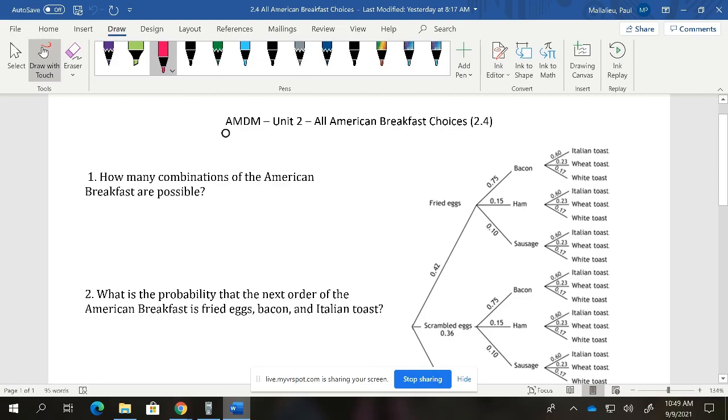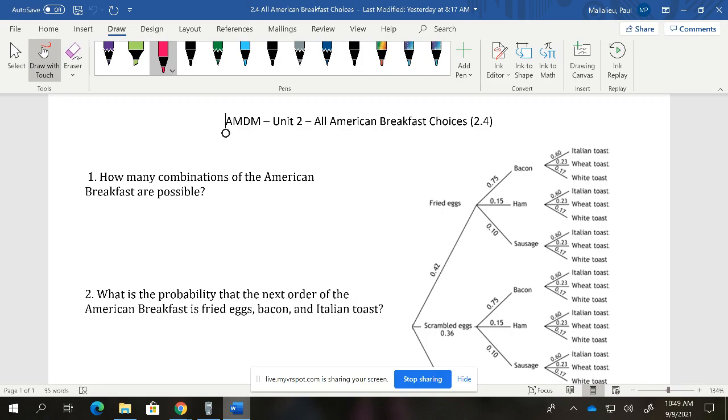All right, guys, so hopefully you were good with the area models. And now we've got our all-American breakfast choices. If you've been to a Waffle House or a Huddle House or even an IHOP, they all have some selection where you have a combination of eggs and meat and toast. Some of them have a waffle, some have pancakes. It changes a little bit. But the idea here is we're trying to say, well, how many combinations would they have?